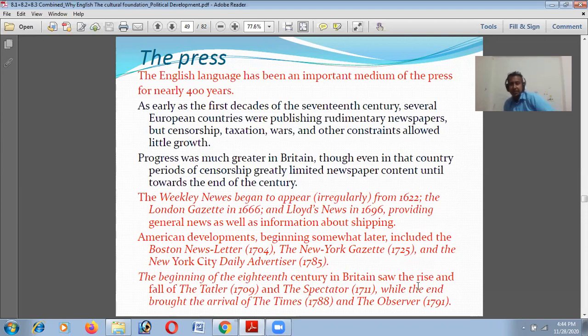American developments beginning somewhat later included the Boston Newsletter, that is 1704, the New York Gazette 1725, and the New York City Daily Advisor 1785. And the beginning of the 18th century in Britain saw the rise of the Tatler and the Spectator, while the end brought the arrival of the Times, that is 1788, and the Observer 1791. So the history says regarding the press that the early newspapers were written in the English language only.